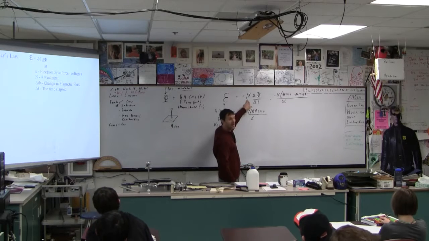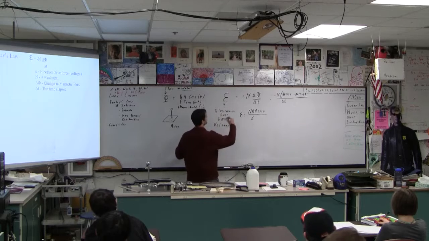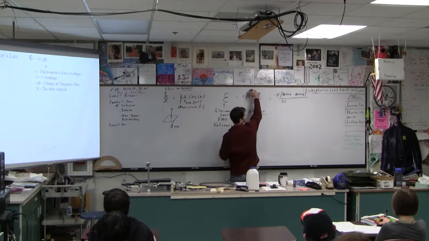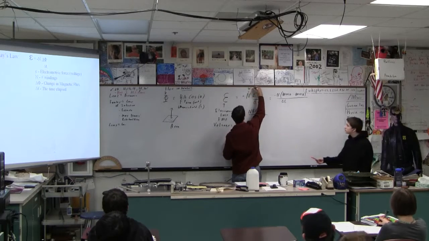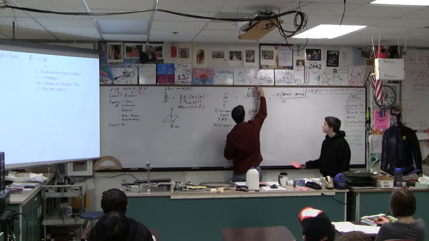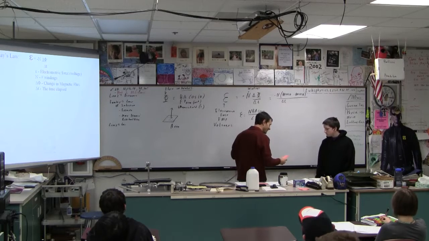Okay. So what is N? N is the number of windings. Okay. And if you're dyslexic, it's also the number of wingdings. It's like the same word for me.